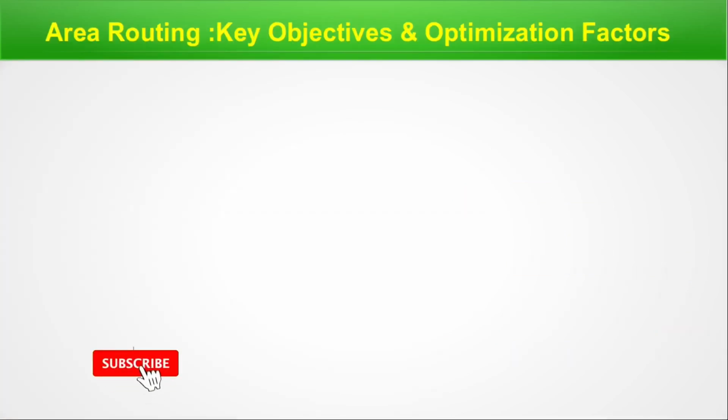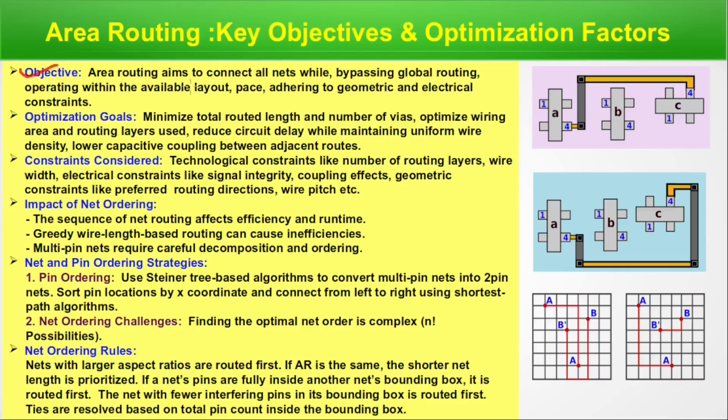Area routing, key objectives and optimization factors. We have already mentioned area routing, used when a distinction between global and detailed routing is not required. Overall, it's done by area routing. Objective: area routing aims to connect all nets while bypassing global routing, operating within the available layout space, adhering to geometric and electrical constraints.